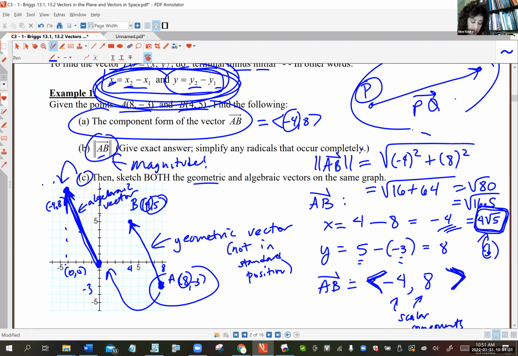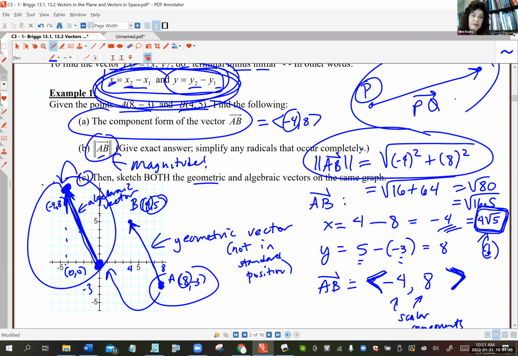I want to mention that this magnitude here, if it feels like it looks like a distance formula, it actually is. It's the distance between this point, -4, 8, and the point 0, 0. And you learned how to find the distance between 2 points, probably in a pre-calc class, maybe. So it's just using the distance.